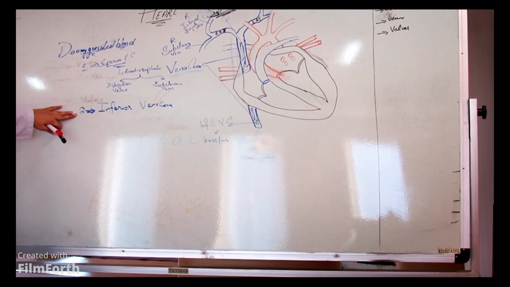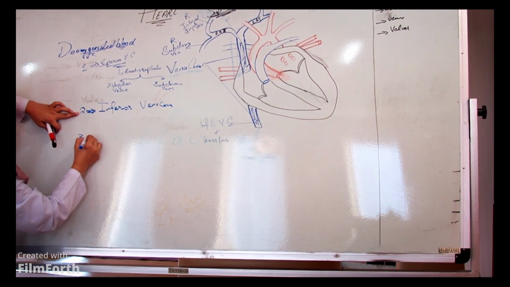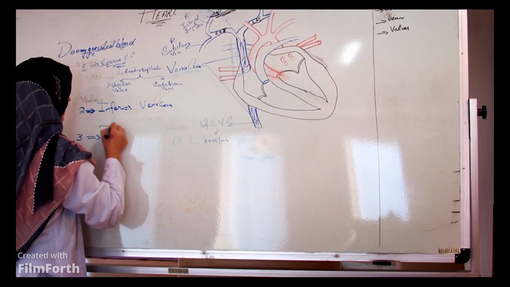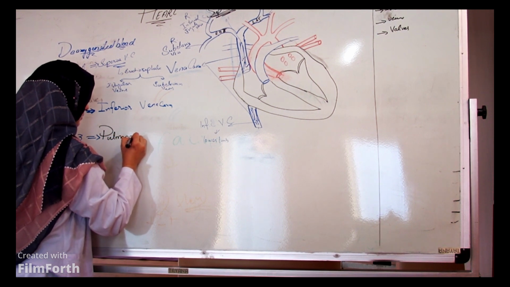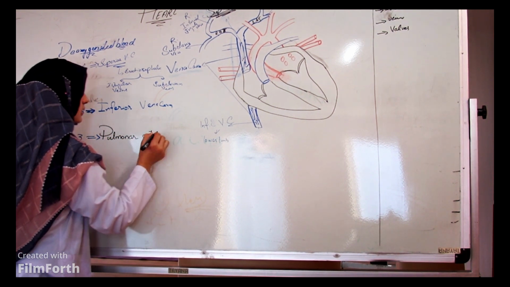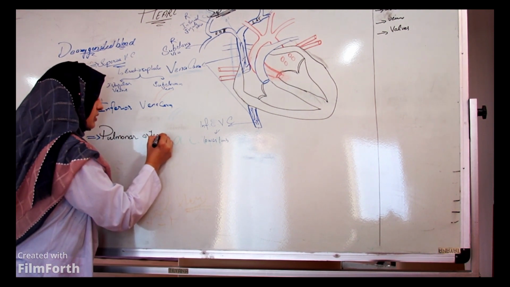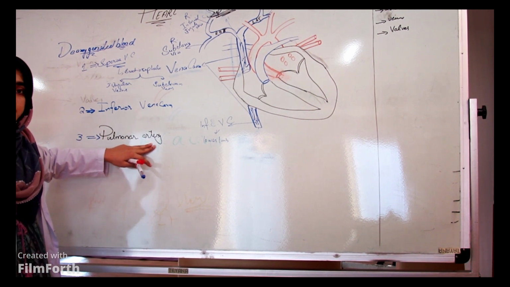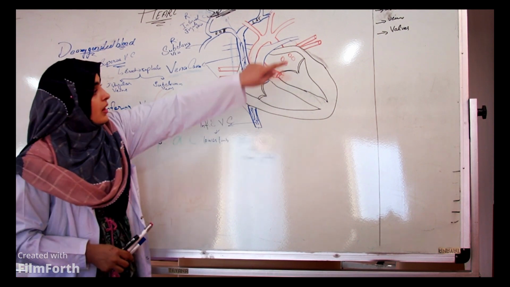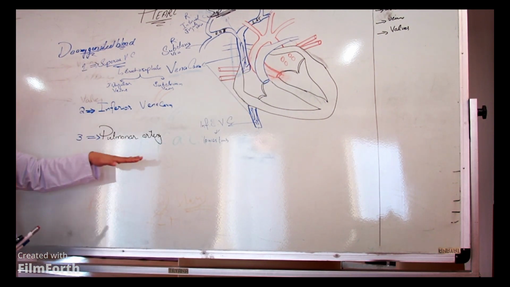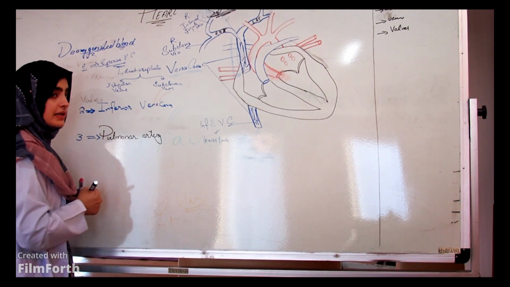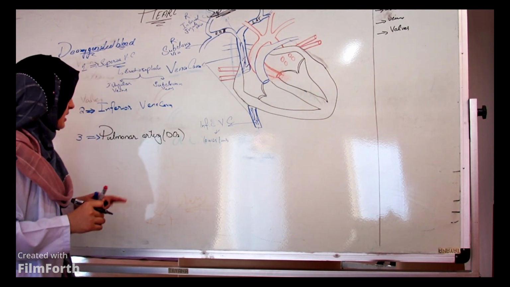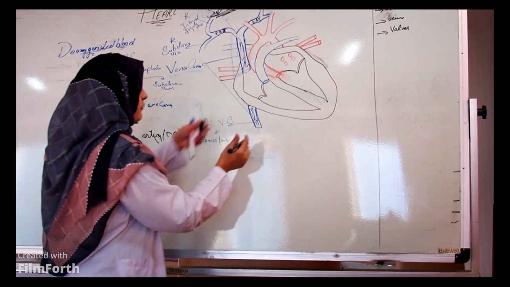And here, the third thing that carries deoxygenated blood. Guess what it is? Yes, here we have the pulmonary artery. In the previous lecture we discussed that in the whole body, arteries carry oxygenated blood. But in the case of the heart, we have pulmonary arteries that carry deoxygenated blood. And where does it come from? From the right ventricle.